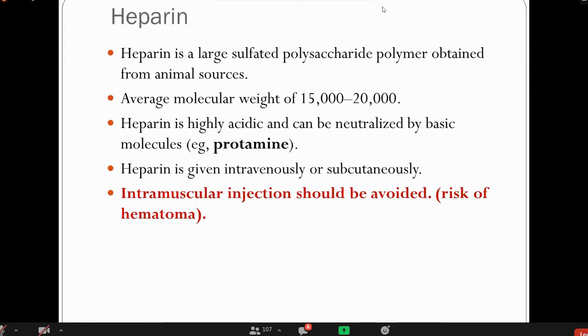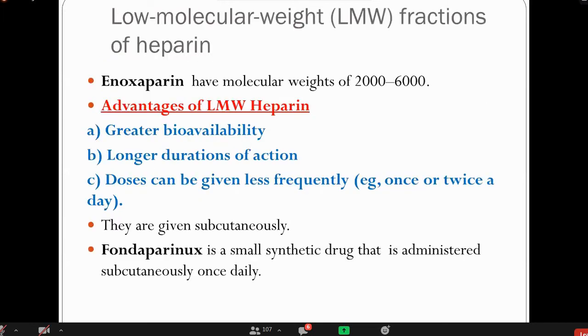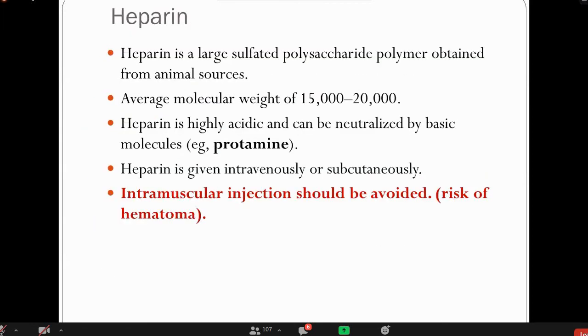Okay, heparin is given intravenously or subcutaneously, right? This is the route of administration, and this point is important. Intramuscular or IM injection should be avoided because there is a risk of hematoma. Now, heparin is a large molecule, right? We can say the unfractionated form.